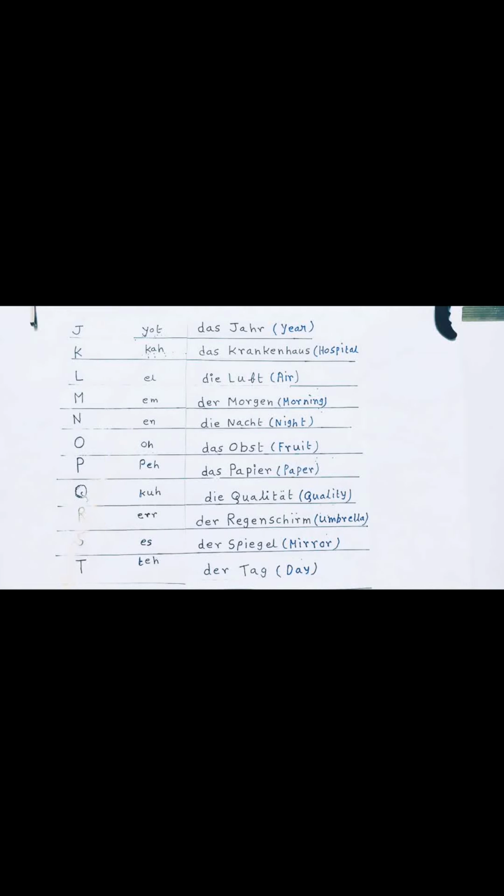Again I repeat, please repeat with me. J for das Jahr, K for das Krankenhaus, hospital, L for die Luft, air, M for der Morgen, morning, N for die Nacht, night, O for das Obst, fruit, P for das Papier, paper, Q for die Qualität, quality, R for der Regenschirm, umbrella, S for der Spiegel, mirror, T for der Tag, day.